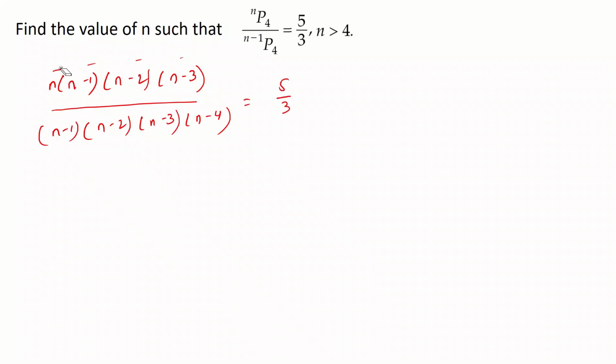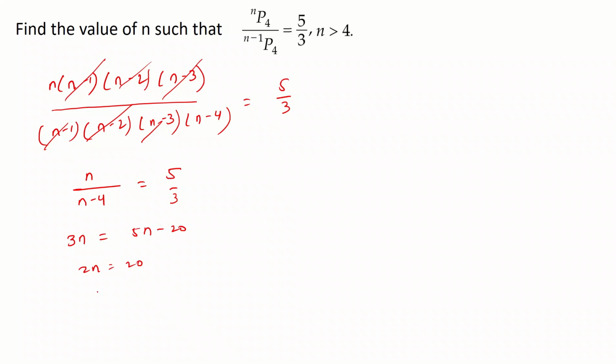Now there are many things that are going to cancel out: n minus 2, n minus 1, and n minus 3. So what we are left with is n by n minus 4, which is equal to 5 by 3. You quickly cross multiply. 3n is equal to 5n minus 20, and solve for n. So 2n is equal to 20, n is equal to 10. That's it.